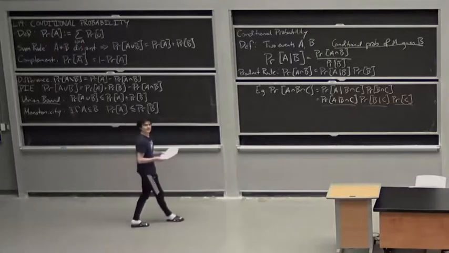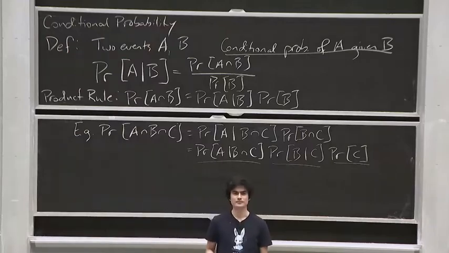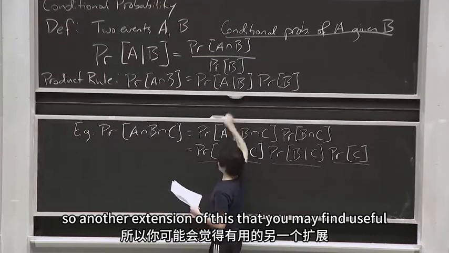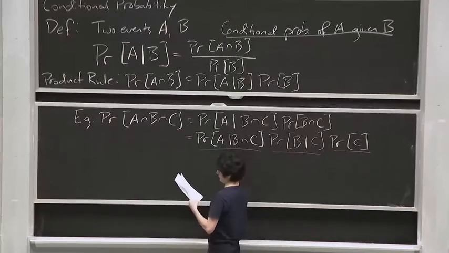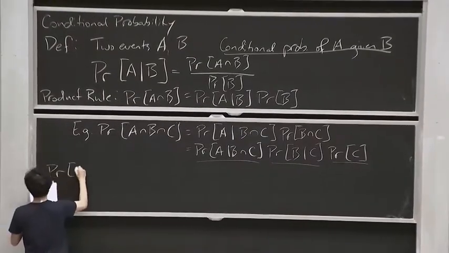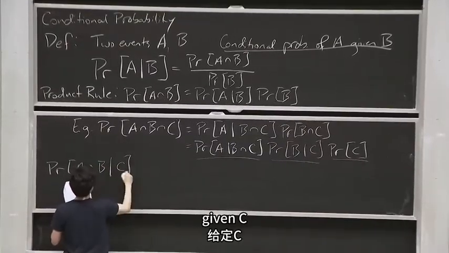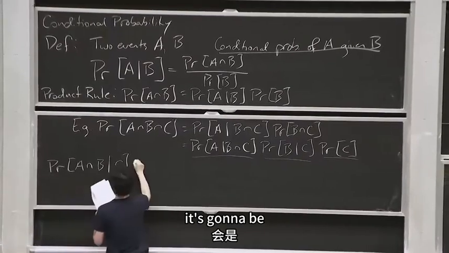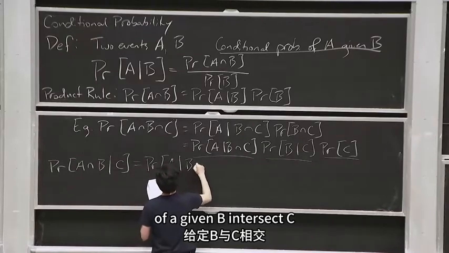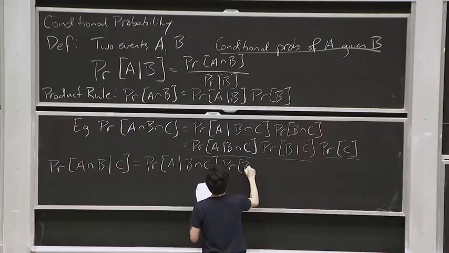Any questions? Okay. Another extension of this that you may find useful is the following. The probability of A intersect B given C is going to be the probability of A given B intersect C, times the probability of B given C.